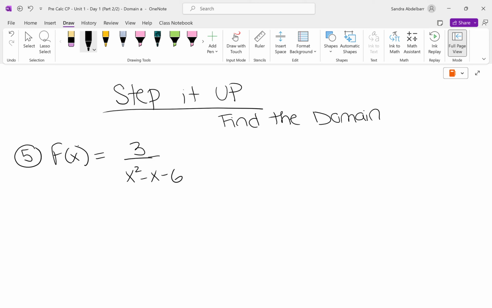Good. Your main red flag here is that we have x's in the denominator. Are we allowed to have x's in the denominator without a restriction? No. So now we know the whole denominator cannot equal what number? Whole denominator is not allowed to equal 0. Perfect. Whole denominator is not allowed to equal 0. So what are we going to do? We're going to find out what would make that denominator 0. So we're going to say x squared minus x minus 6 cannot equal 0.